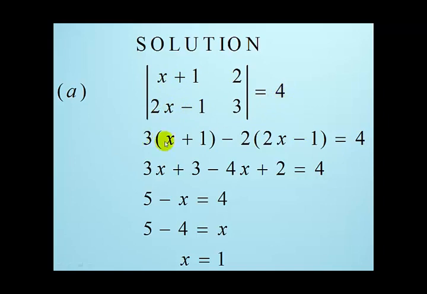Now 3 times x is 3x. 3 times 1 is 3. Minus 2 times 2x is minus 4x. Minus 2 times minus 1 is 2. And this is equal to 4. Now 3 plus 2 is equal to 5, and 3x minus 4x is minus x. This is equal to 4. Now we are solving for x. So minus x on the left hand side can be x on the right hand side, and 4 on the right hand side also becomes minus 4 on the left hand side. So we have 5 minus 4 equals x, and 5 minus 4 equals 1. So 1 equals x can be written as x equals 1.